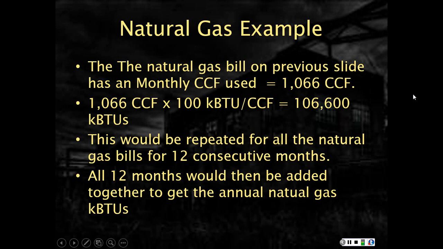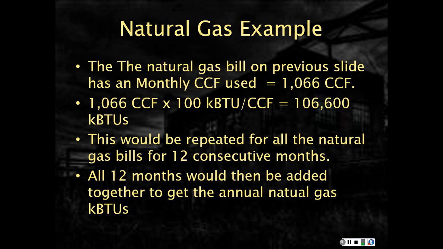In the previous example, they have a monthly 100 cubic foot usage, or CCF usage, of 1,066 CCF. There was no energy conversion on the bill, so we can go ahead and use 100 kBtu per CCF. So we multiply the 1,066 CCF times 100 kBtu, and we get 106,600 kBtu for this month's natural gas usage. Just like electricity, we would repeat this for 12 consecutive months of natural gas usage.